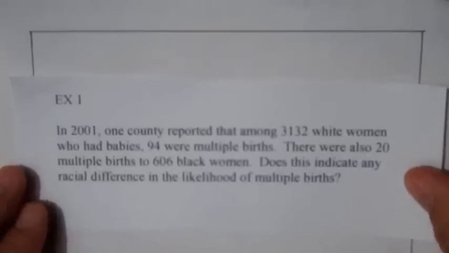Okay, in example 1, in 2001, one county reported that among 3,132 white women who had babies, 94 were multiple births. There were also 20 multiple births to 606 black women. Does this indicate any racial difference in the likelihood of multiple births? Well, if I were the researcher interested in tracking multiple births, eventually I would either ask the individual women, did you have a multiple birth or not? Or I would check their records, but in general what I would write down on a piece of paper is yes or no. So this is a proportions problem.